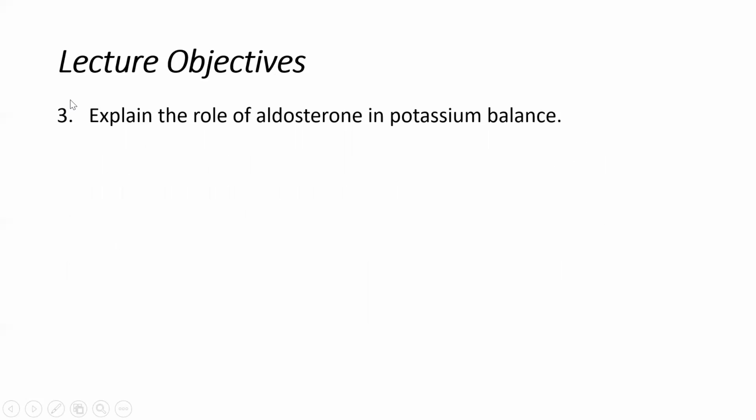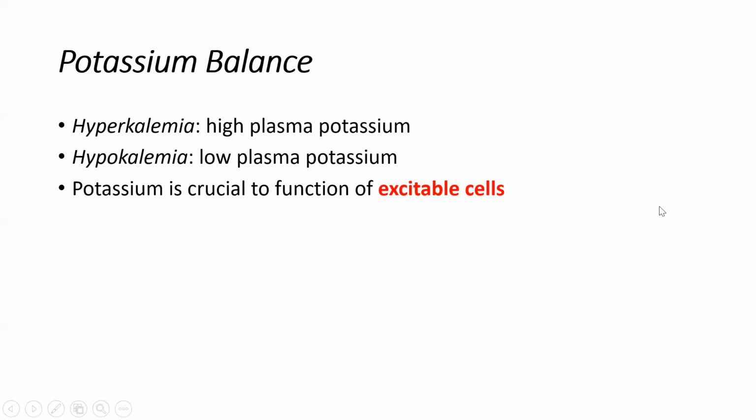Okay, the third objective is to explain the role of aldosterone in potassium balance. So as we spoke about the mechanism of aldosterone, I told you to stick a pin in its mechanism because it's also going to involve potassium movement as well. But before we get into that, let's talk about some different potassium states. So there's hyperkalemia, a state of high plasma potassium, and hypokalemia, a state of low plasma potassium.